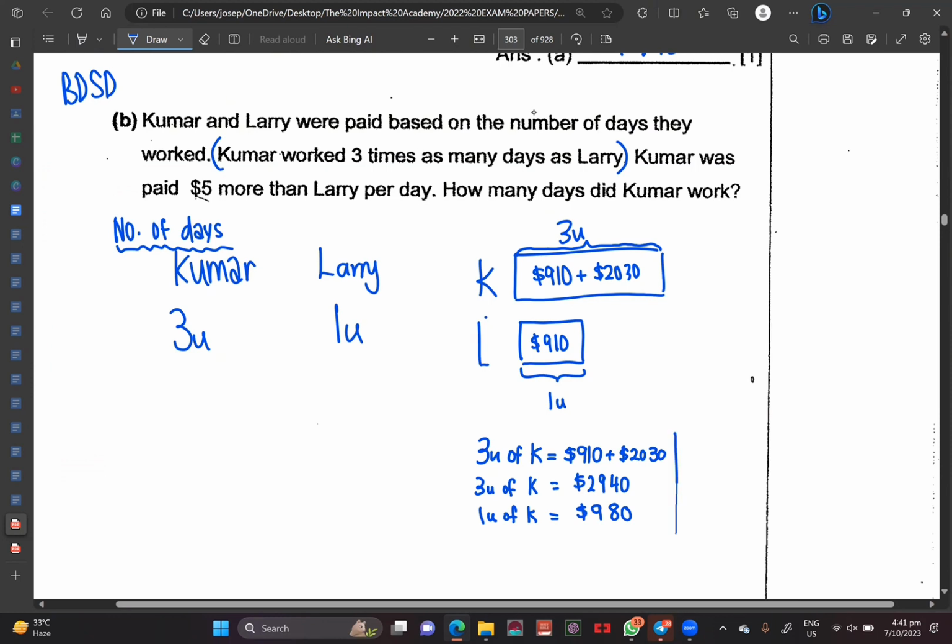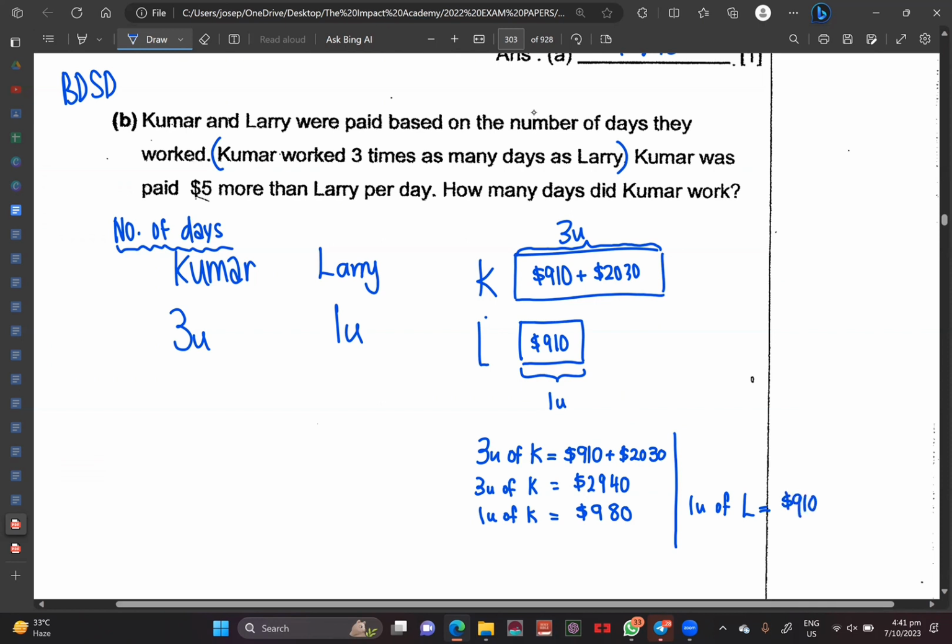Well, for Larry, it's already 1 unit. So we get to the same level. They must be of the same level. Understand? I say again, you cannot go and compare 3 groups of Kuma versus 1 group of Larry. Doesn't make sense. Bring Kuma down to 1 group of Kuma versus 1 group of Larry. Then that is fair. 1 unit of L will then be 910.